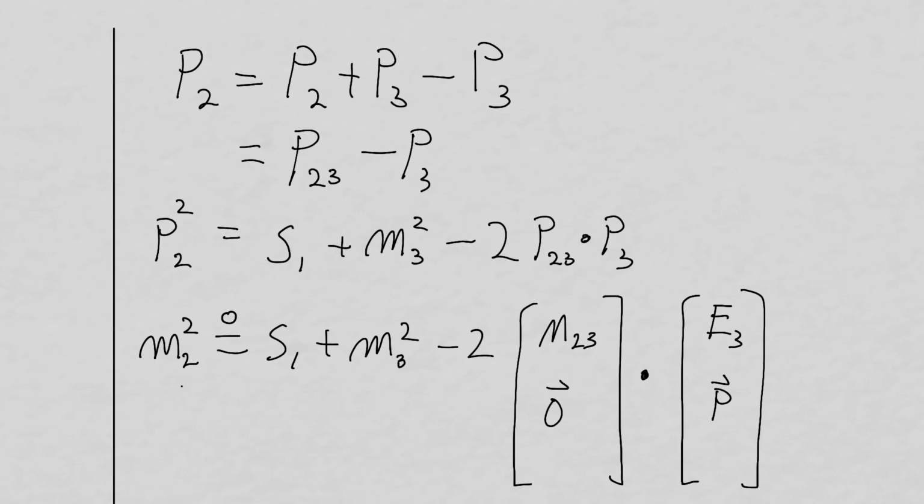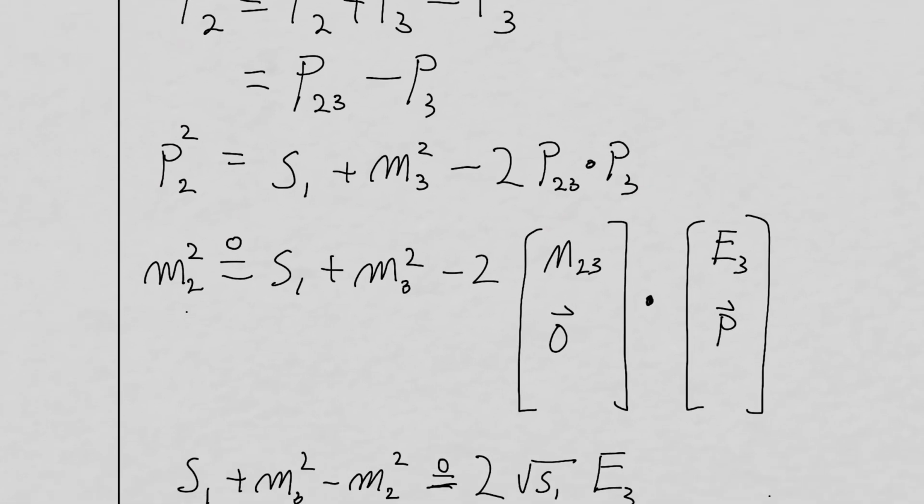So P2 squared, we just square the left-hand side. Squaring the right-hand side, well, P23 squared is S1. I've done that a few times now. P3 squared is invariant mass of 3 squared. And then because of this minus sign, you get a minus with the cross term, and it's P23 dot P3. Again, everything is true in every reference frame out there.